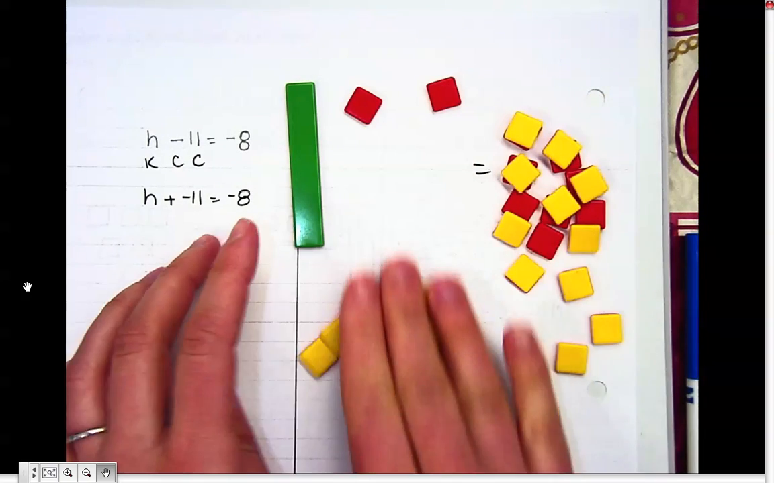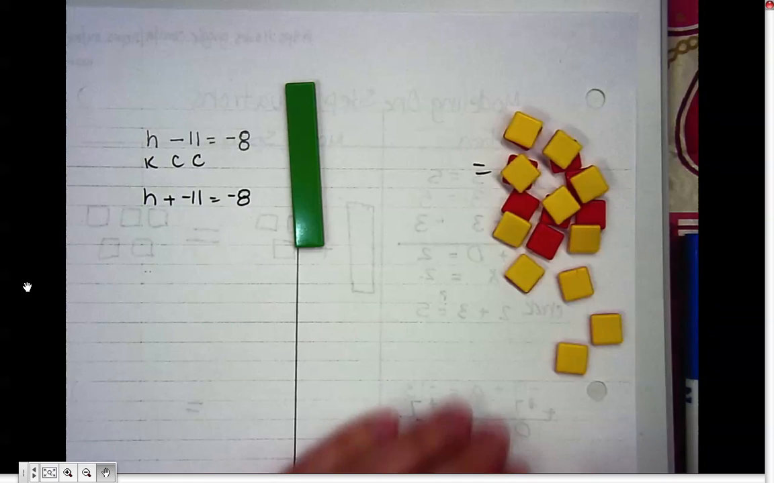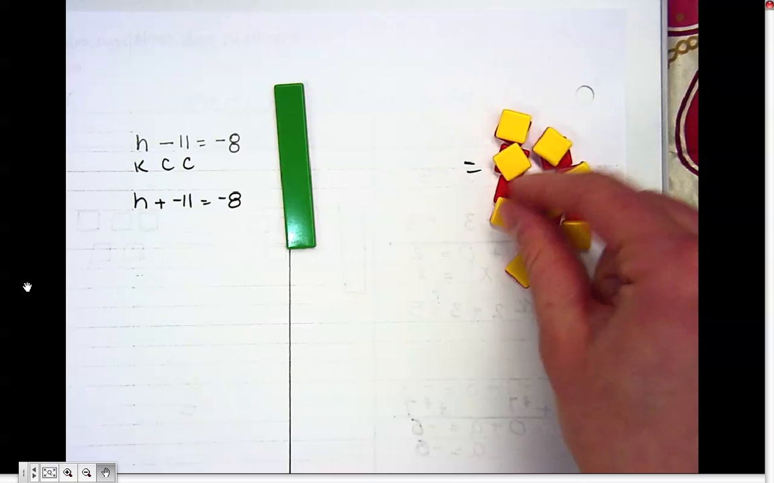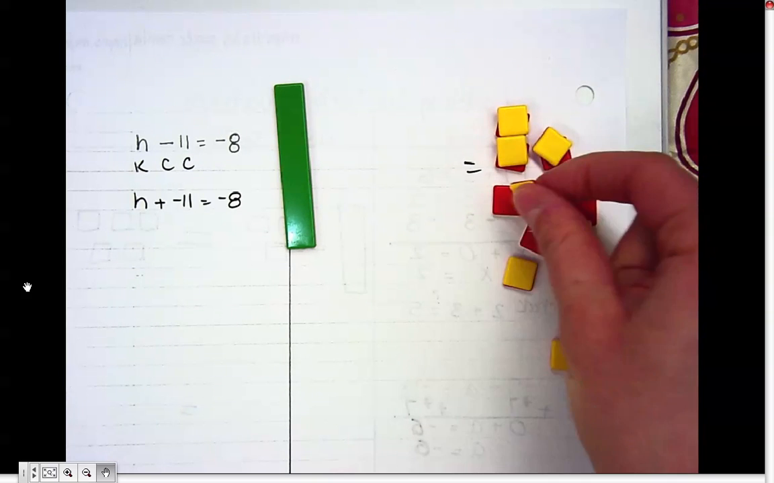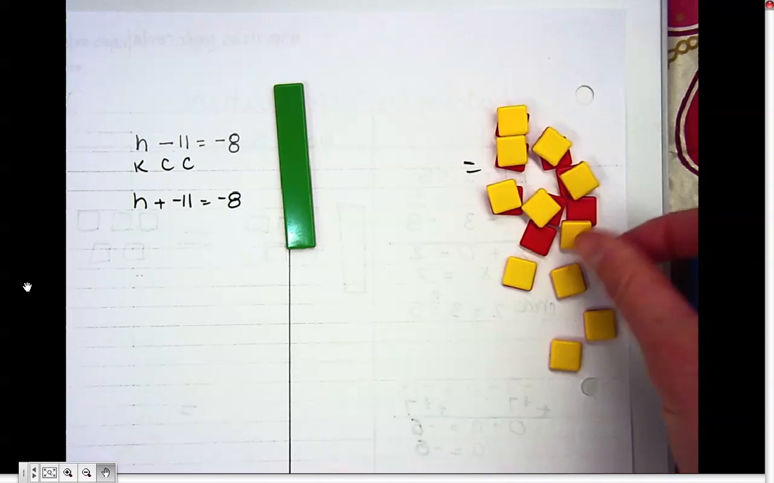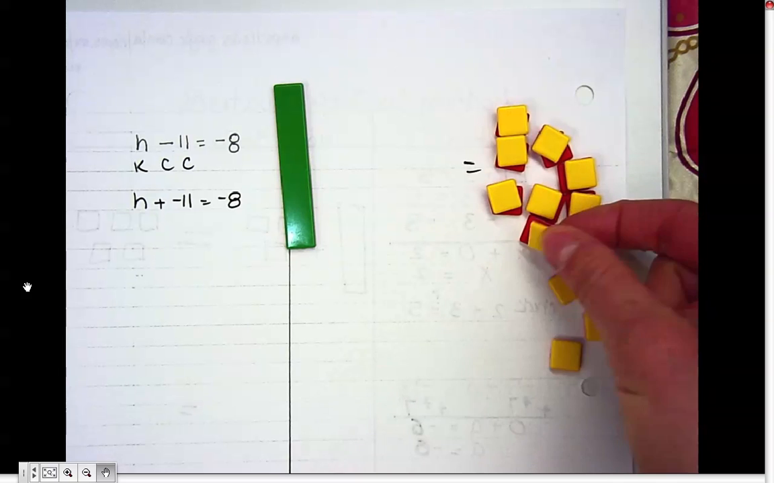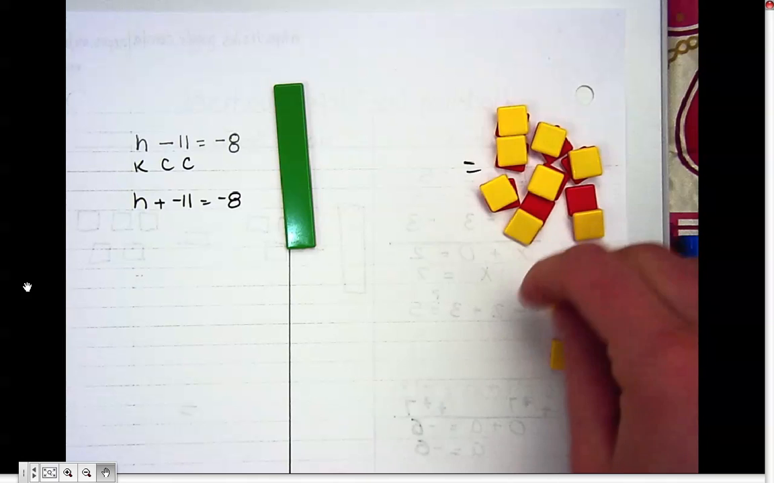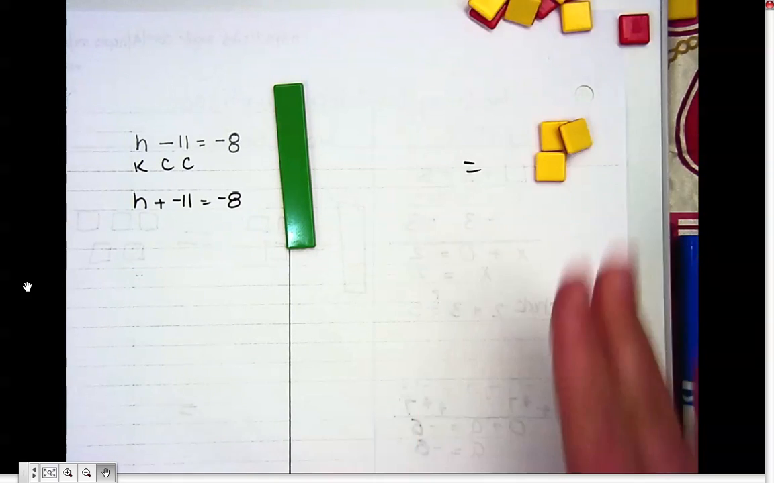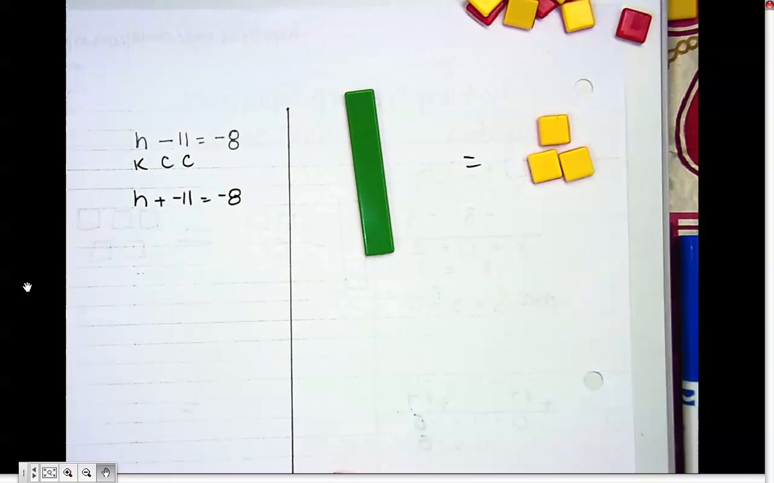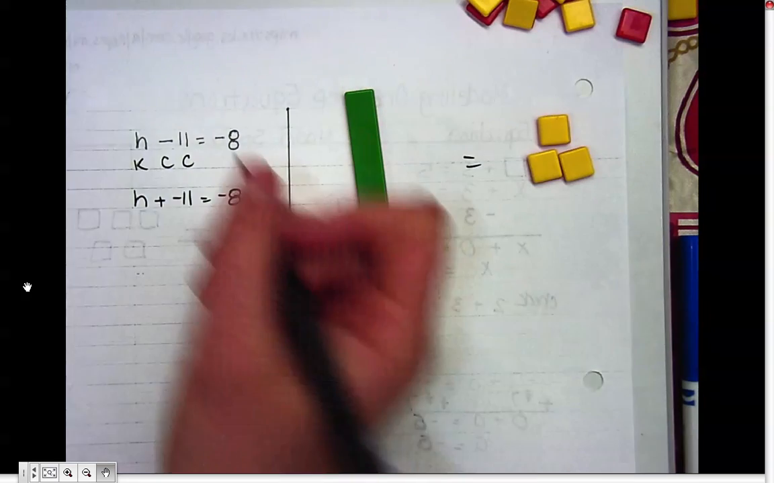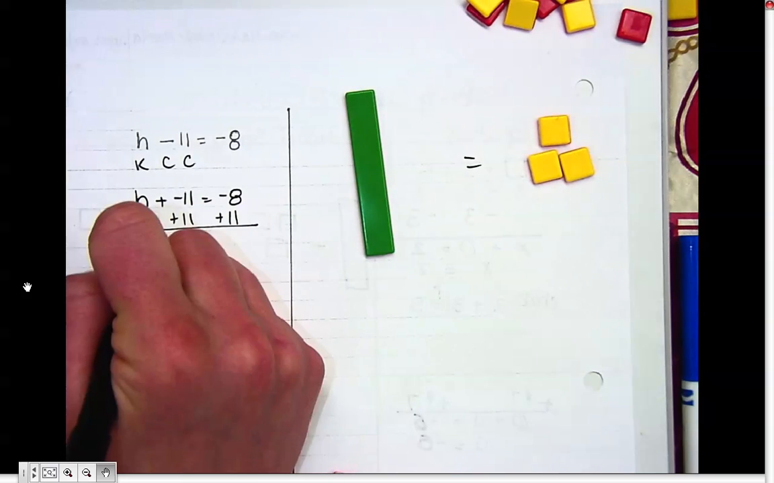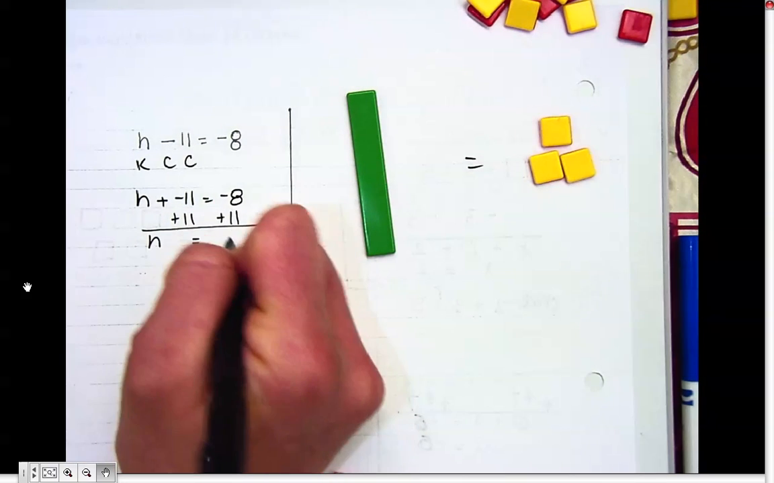Okay, so these over here all made 0. So I'm going to take them all out of the way. Those all made 0. And then here I had 8 of these made 0, because there were 8 reds, 8 negatives that were there. So 8 of them made 0. But then there were 3 of them that were left over. So therefore, our H is equal to positive 3. All right, well, let's write it out. So I added positive 11, added positive 11, and that gives me H equals positive 3.